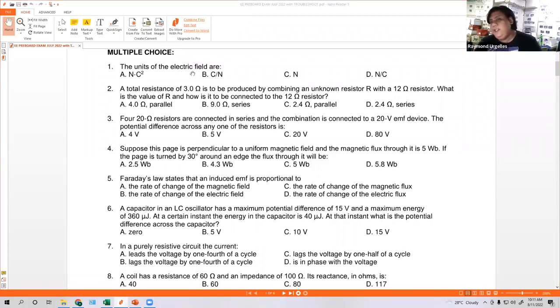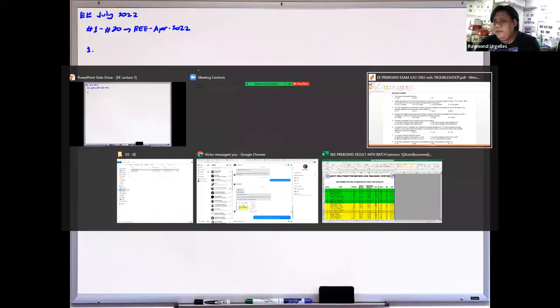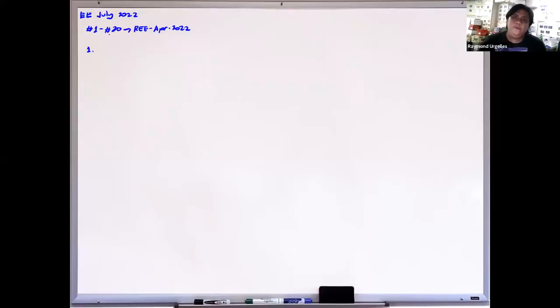Okay. So again, the units of the electric field are blank. Okay. So for number 1, lumabas na noong April 2022. Excuse me. Okay. So again, lumabas na noong April 2022. So again, unit of the electric field. Diba? What's the definition for the electric field?